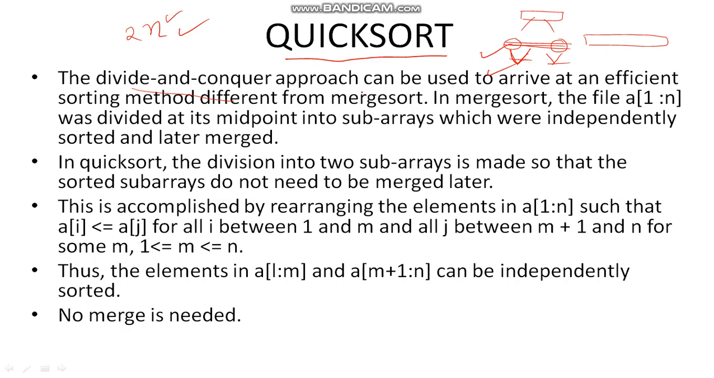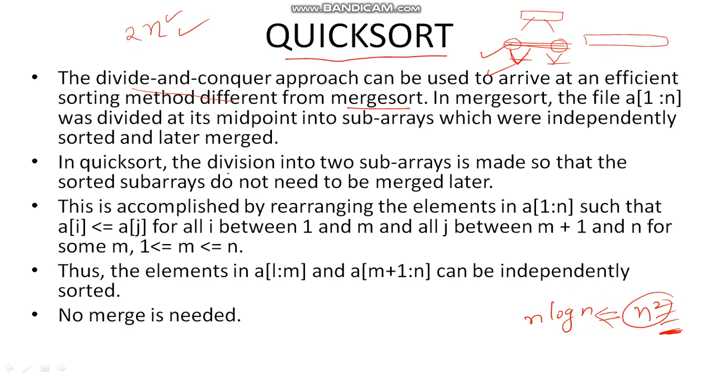The divide and conquer approach can be used to arrive at an efficient sorting method different from merge sort. Merge sort is efficient, its complexity is n log n, which is better than n square for bubble sort, selection sort, and insertion sort, except in the best case of insertion sort. And n log n is always better than n square.